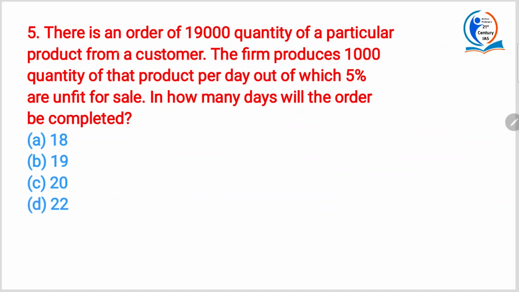Alright? Now, this is also a very important and interesting concept. Next. There is an order of 19,000 quantity of a particular product from a customer. The firm produces 1,000 quantity of that product per day, out of which 5% are unfit for sale.